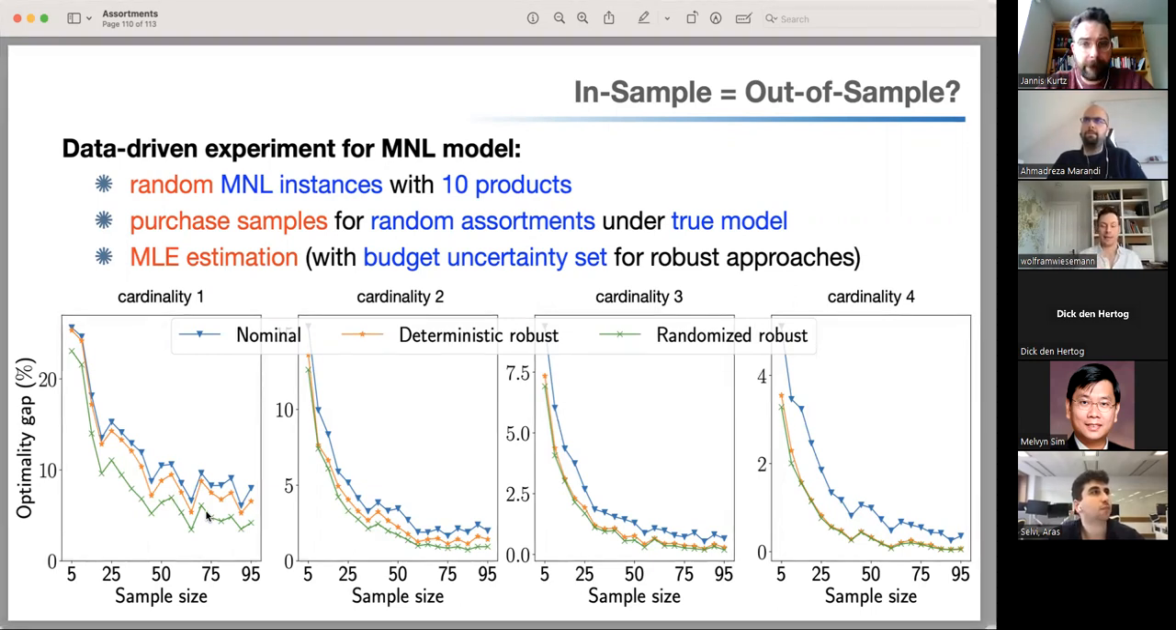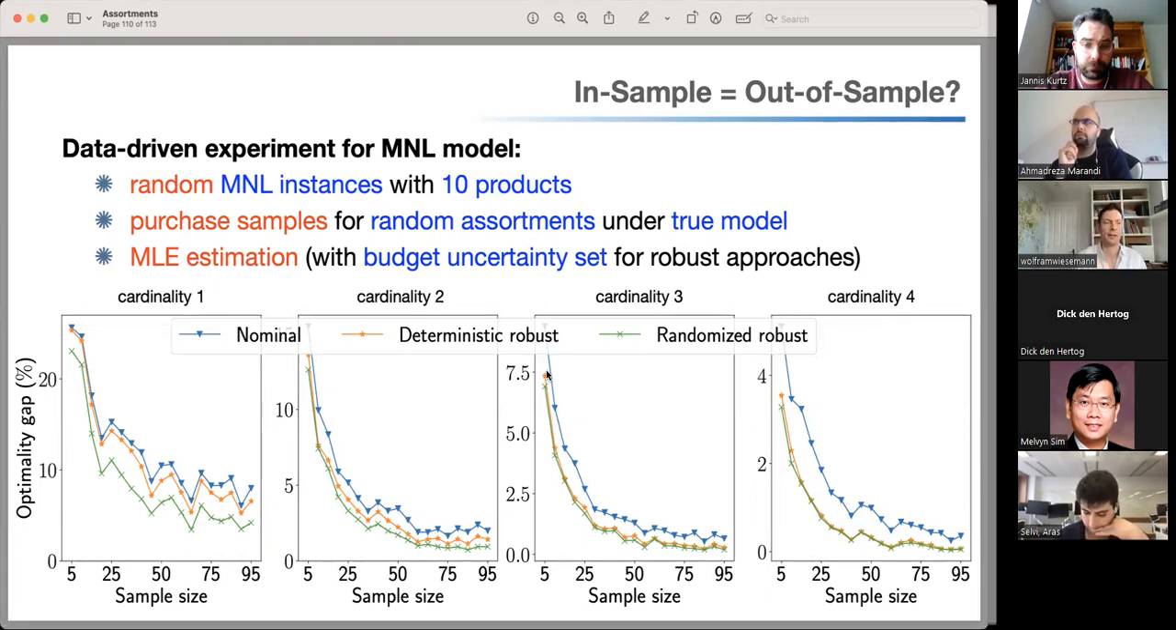Interestingly now is the order of the methods that shows quite clearly here. And that is the deterministic robust problem always outperforms the nominal problem. The nominal problem is here in blue. The deterministic robust problem is in orange. And the randomized robust problem always outperforms the deterministic robust problem.